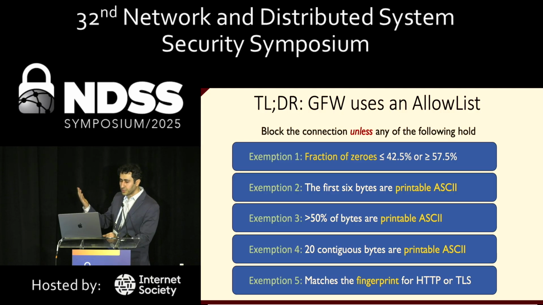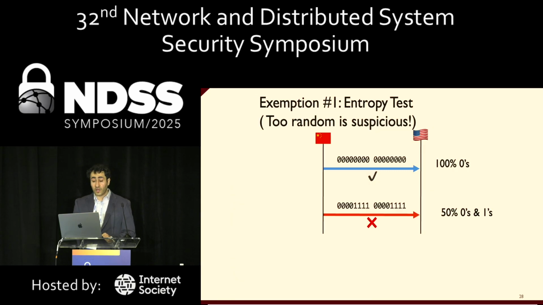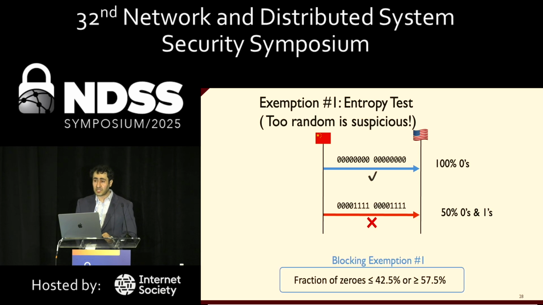So we discovered that they're using this allow listing mechanism, and I'm not going to talk about all of these allow rules or exemption rules, but I'm just going to talk about two of them. Exemption number 1 says that if the traffic is too random, it's probably a proxy. Remember I said these look-like-nothing proxies encrypt the whole packet so that it looks like nothing, right? But it turns out that makes it too random. No normal traffic is that random.